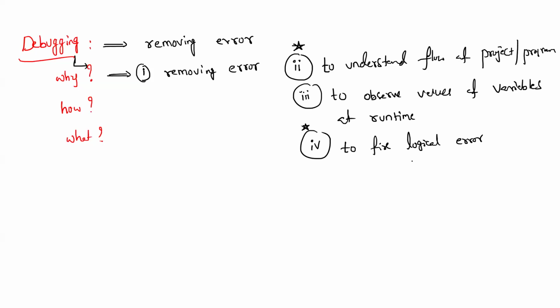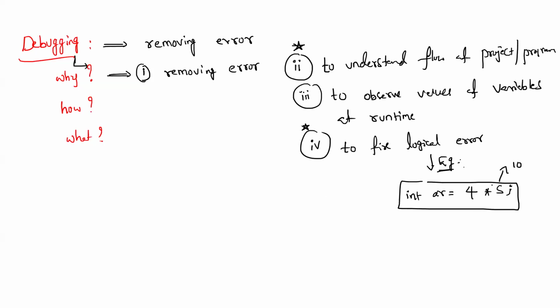Here I'll take a chance to explain the logical error. For example, in the area program, in my logical part, by mistake I have written 4 into side. Some variable is there, everything is there. Assume one of the lines I'm writing like this. What is the area formula? Side into side. If we pass side as 10, we are expecting the output as 100. But with this, what output will we get? 40.